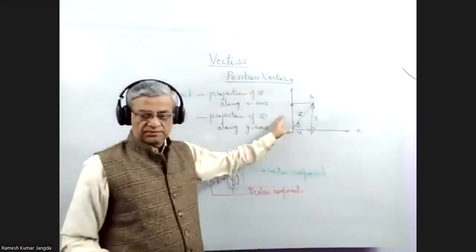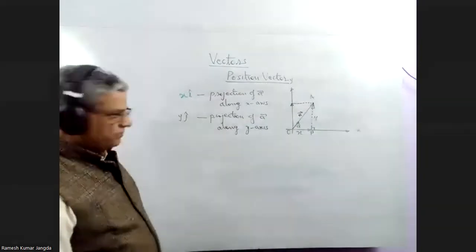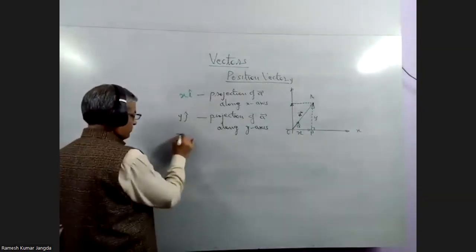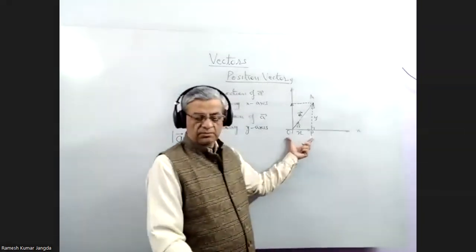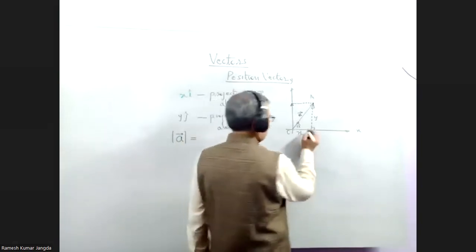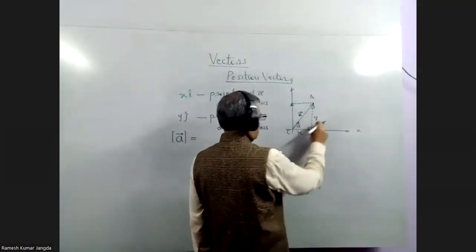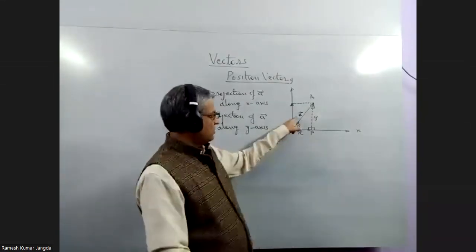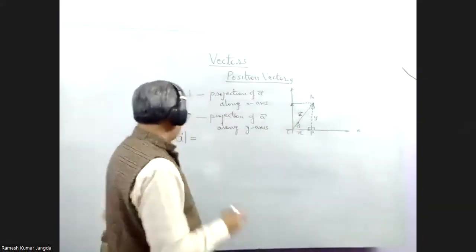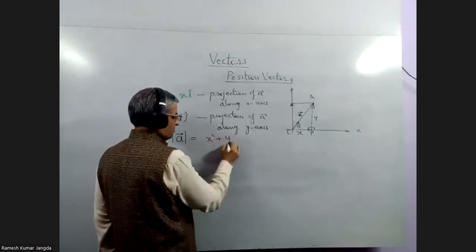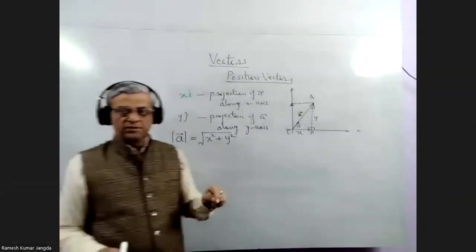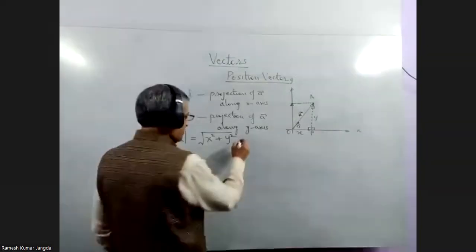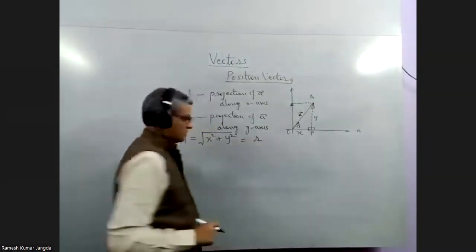ये चीज clear हो रही है? Now, if I have to find the magnitude of A, how can I find magnitude of A? I use again Pythagoras theorem in this right angle triangle. X, Y, these are sides of right angle triangle. So what will become the magnitude of A? This is x square plus y square, whole square root. Okay, so this becomes magnitude of vector A, which we generally represent by simple r.